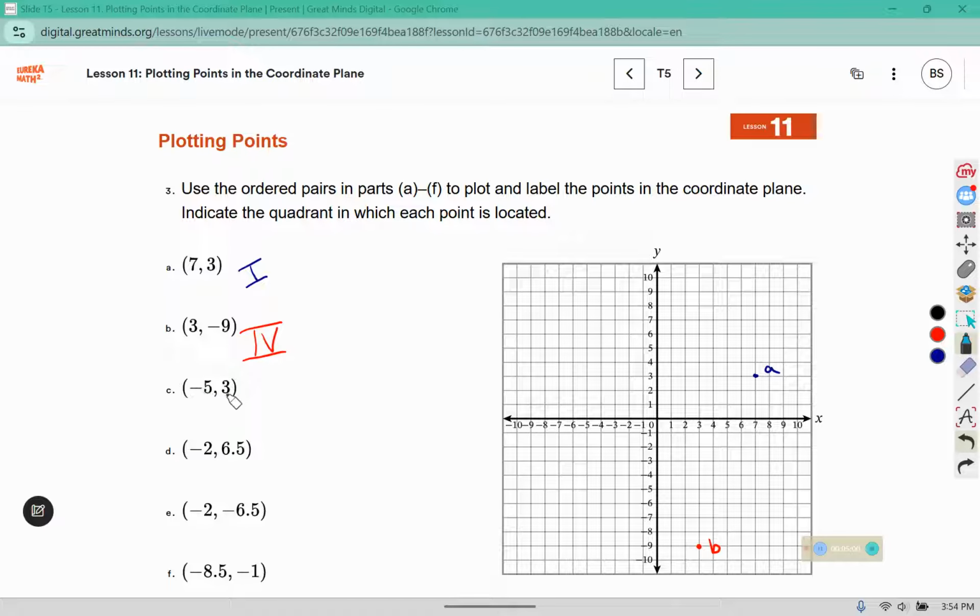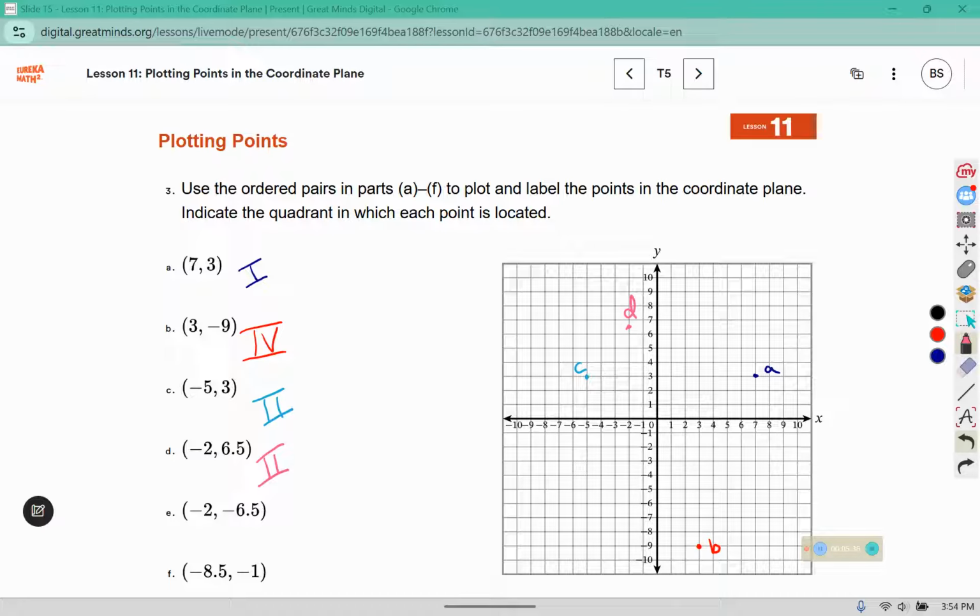This one says left 5 because it's negative, and the second number tells us up or down. It's a positive, so we're going up 3. That is in quadrant 2. The negative 2 tells us left 2. The positive 6.5 tells us up 6.5. Here's 6. 6.5 is between 6 and 7. That is point D, also in quadrant 2.